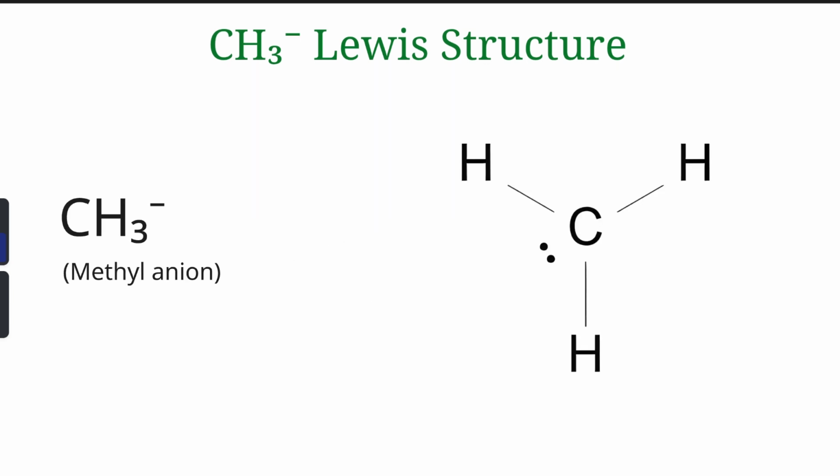And there we have it, the final Lewis structure of CH₃⁻. Carbon is bonded to 3 hydrogen atoms and has 1 lone pair. This satisfies the octet rule of the carbon, and hydrogen has 2 electrons for itself, which satisfies its duet rule.